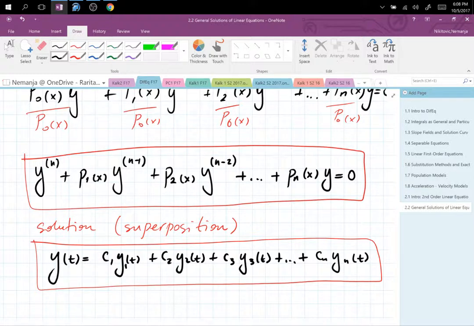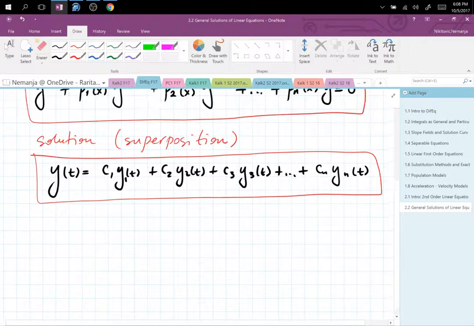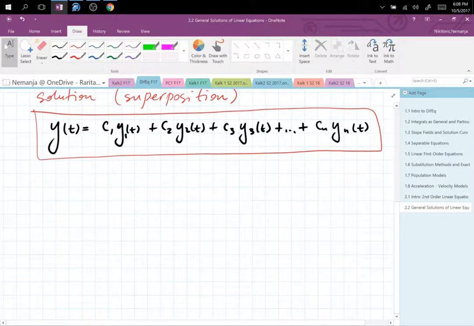Again, existence, uniqueness, all of that stuff, right? So you have the existence of the solution and you have uniqueness. That's the only solution that you have, especially if you get it as the superposition.